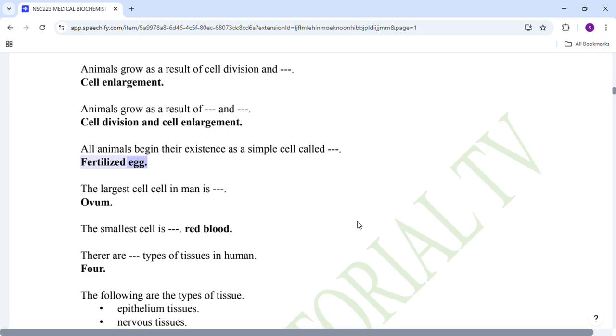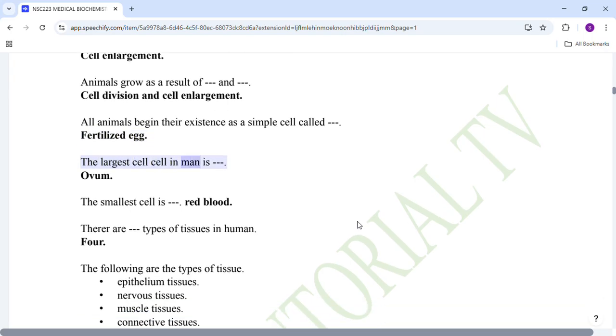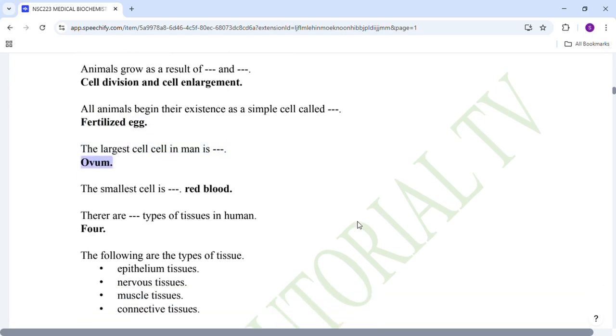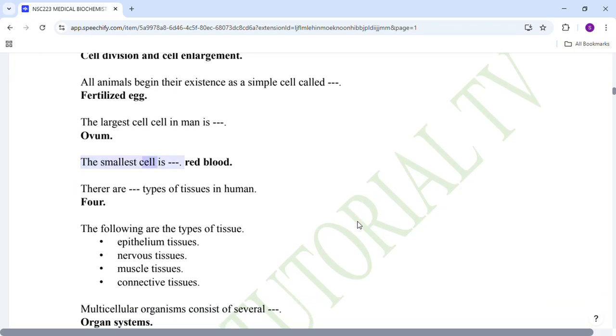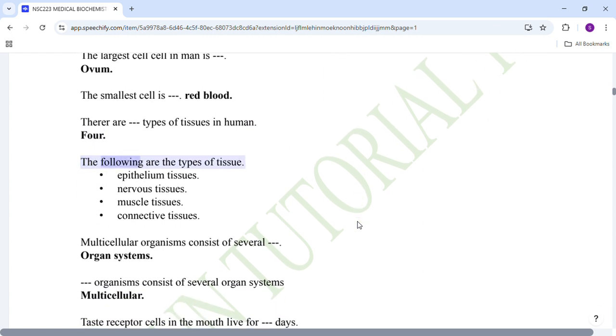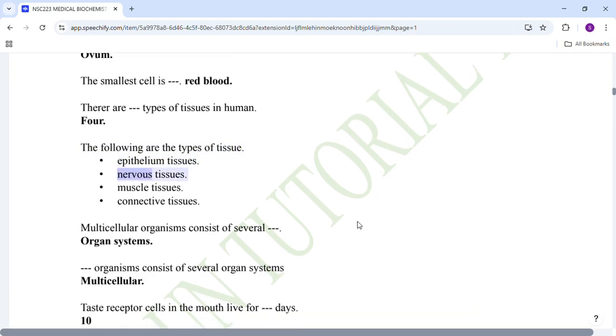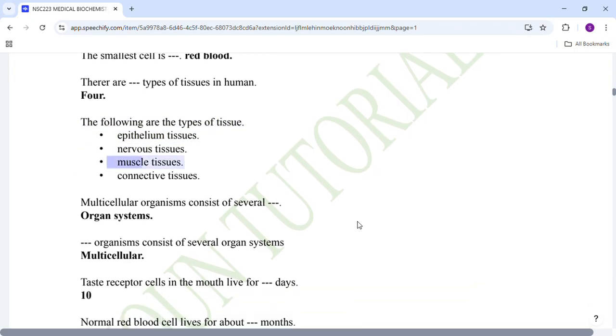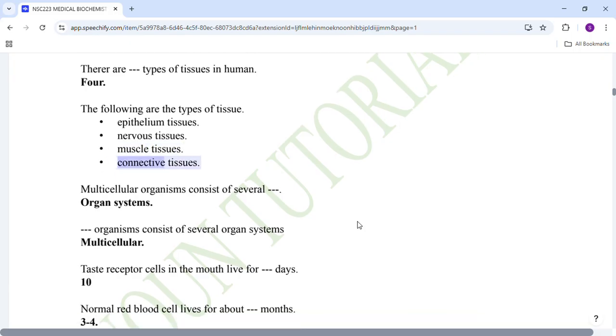The largest cell in man is the ovum. The smallest cell is the red blood cell. There are four types of tissues in humans. The following are the types of tissue: epithelium tissues, nervous tissues, muscle tissues, and connective tissues.